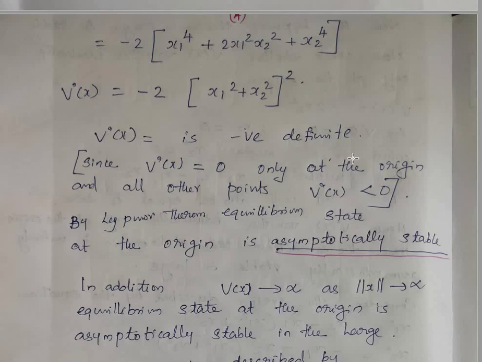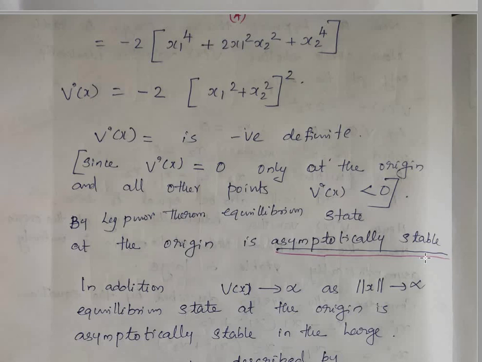Please go through sign definiteness: what is sign definiteness and what are the criteria for it. Now we have selected V of x as a positive definite function and we got V dash of x as a negative definite function, and hence by the Lyapunov stability theorem, or the second theorem, we can say that the equilibrium state at the origin is asymptotically stable.